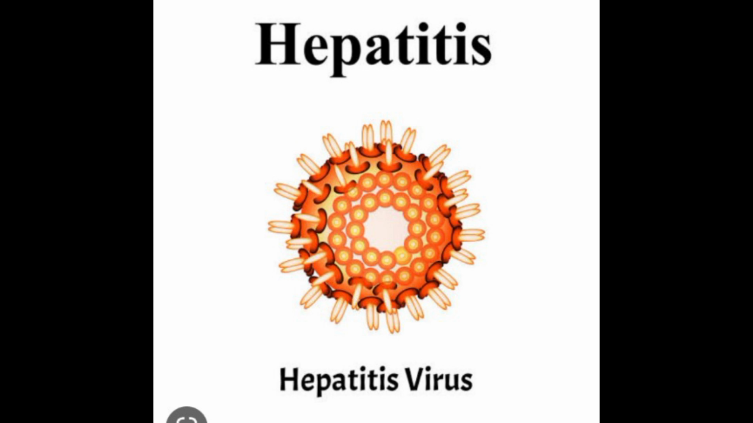Mode of transmission: parenteral, perinatal, and sexual. Hepatitis B super carriers have hepatitis B envelope antigen in blood and are highly infectious. Their blood contains a high titer of hepatitis B surface antigen and DNA polymerase. A very minute amount of serum or blood can transmit the infection.